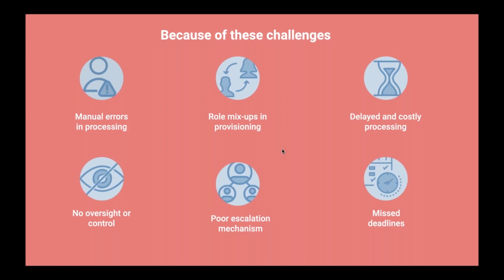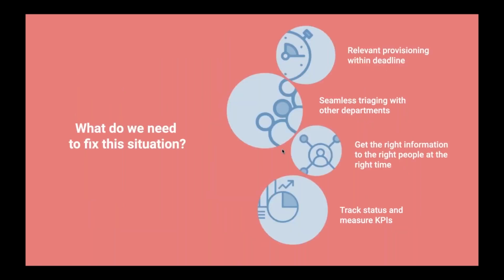Finally, poor escalation mechanisms, right? So when you don't have SLA enforced on service requests, that will result in delayed deadlines, right? People don't care about the time that is given for delivering a service, and finally that will result in missed deadlines. These are some of the challenges, and what do we need to fix the situation?